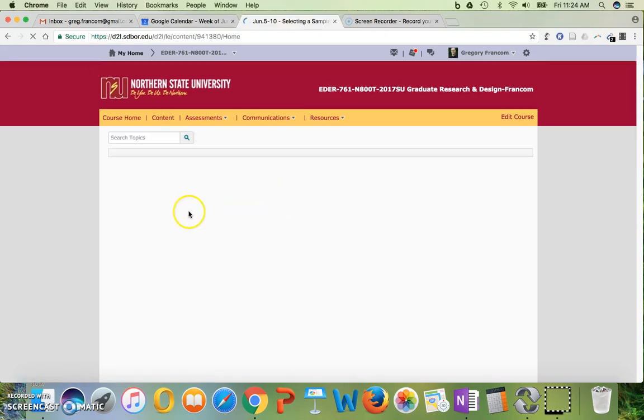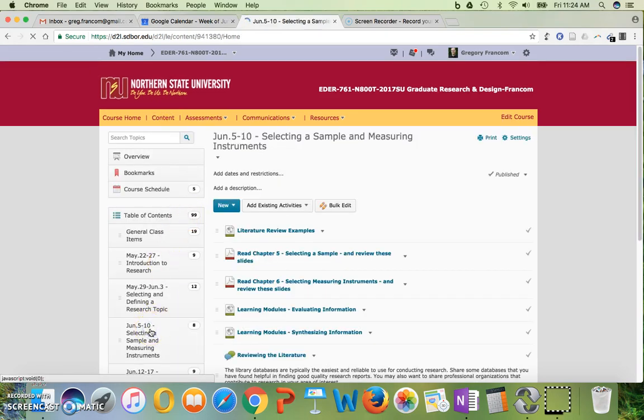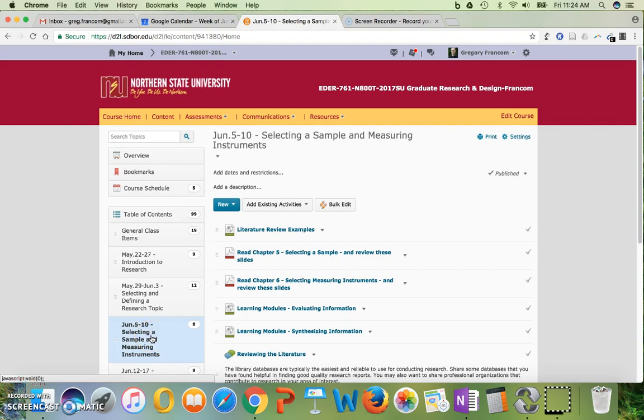And this week is June 5th through the 10th, and so you're going to be doing several activities that talk about selecting a sample and measuring instruments. You're going to have to select these things as you go forth in your research study. Selecting a sample, of course, is important because you have to choose the right people to be a part of your research study, and that's a sample. And then measuring instruments is important as well because whatever instruments you implement with them is going to affect your study as well. You have to make a good instrument or have a good instrument that you use in order to collect good data. So that's selecting a sample and measuring instruments.